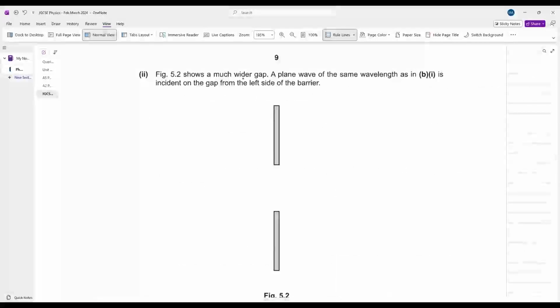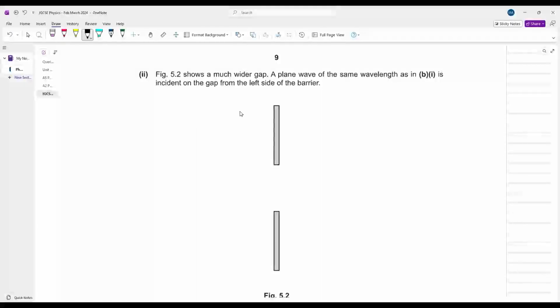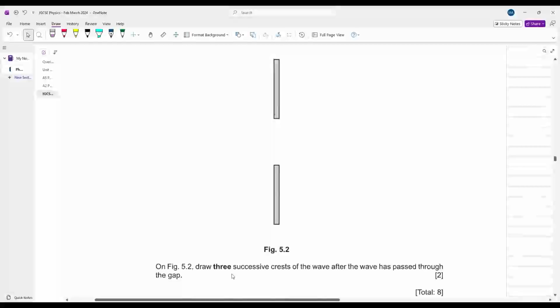Figure 5.1 shows a much wider gap. A plane wave of the same wavelength as in B part 1 is incident on the gap from the left side of the barrier. ठीक है जी. Now what will happen? Diffraction आपकी कम होगी. On figure 5.2, draw three successive crests of the wave after the wave has passed through the gap. तो आपकी diffraction कम होगी.